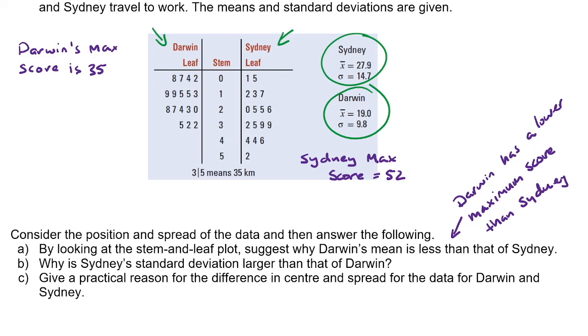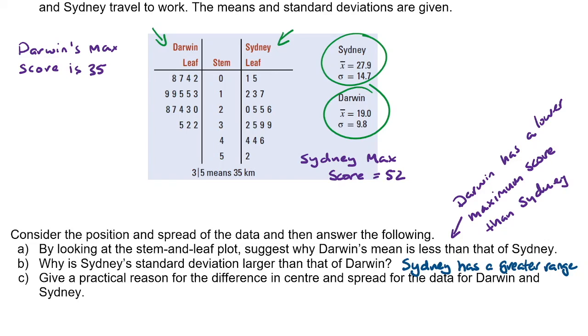Question B is, why is Sydney's standard deviation larger than that of Darwin? So again, it's to do with how big that spread is. So it has a greater range. Right? So Sydney has a greater range. Alright, so because there are more scores to work with, and because there are more scores below and more scores above, those squares are going to be much bigger. Okay, so those deviations are going to be larger than that of Darwin's.